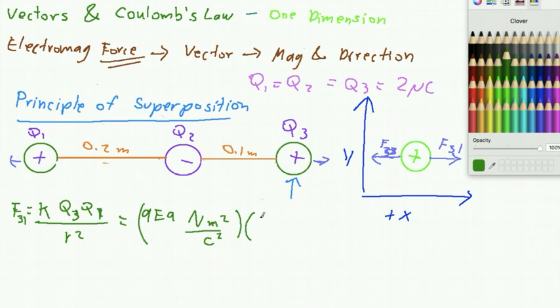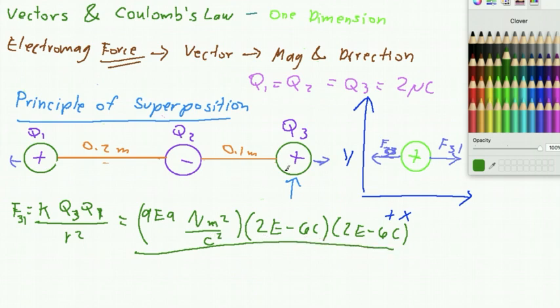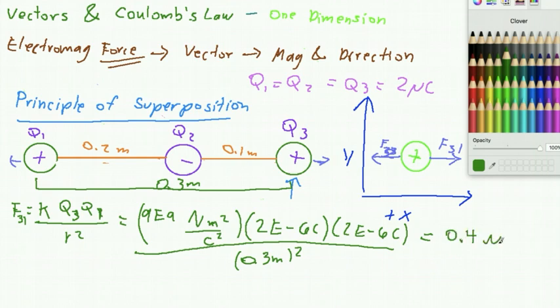Well, it's 2 microcoulombs. Remember that the charge always has to be in coulombs, so that would be 2e to the negative 6 coulombs. What is Q1? It's 2e to the negative 6 coulombs as well. And then what is the distance between them? Well, between Q3 and Q1, we know that it has 0.2 plus 0.1. So this total distance will be 0.3 meters. So 0.3 meters, you have to square that, and that gives us a total force of 0.4 newtons. All right.